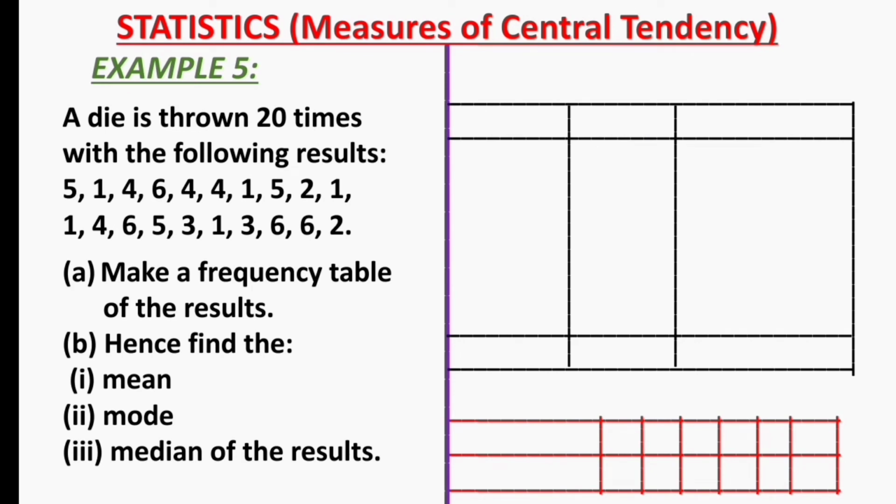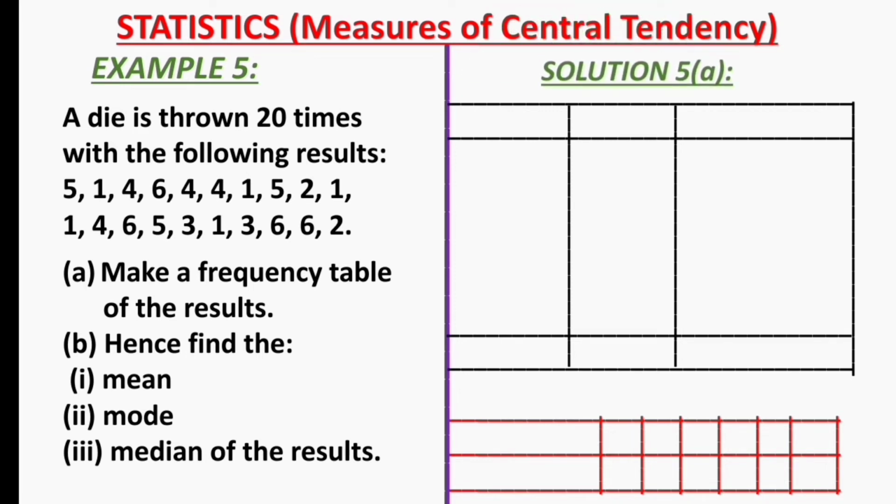Let's see our final example, example 5. A die is thrown 20 times with the following results. The results are 5, 1, 4, 6, 4, 4, 1, 5, 2, 1, 1, 4, 6, 5, 3, 1, 3, 6, 6, and 2. Question A. Make a frequency table of the results. Question B. Hence, find the Roman figure 1, the mean, Roman figure 2, the mode, while Roman figure 3, the median of the results. Let's see the solution to question 5A.